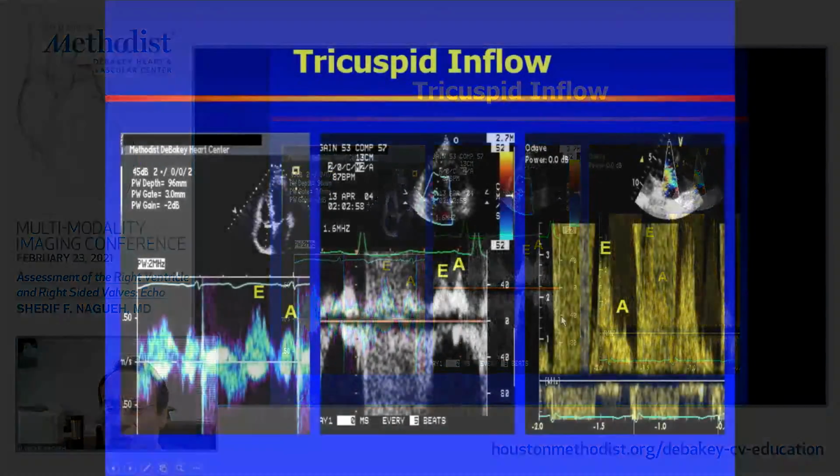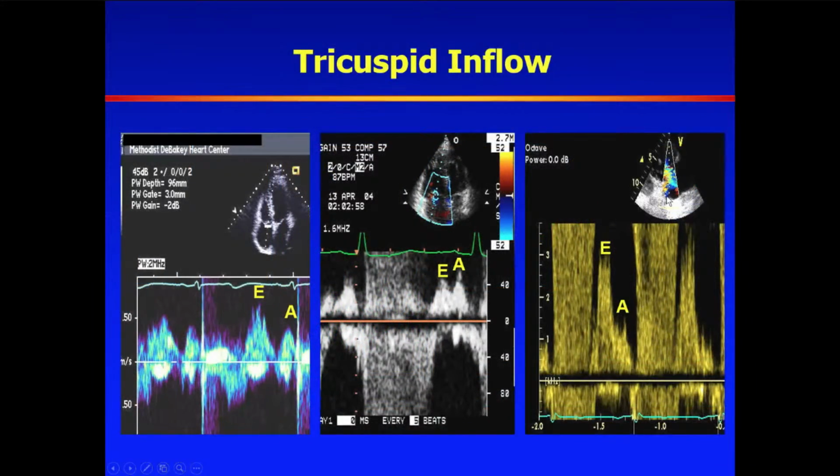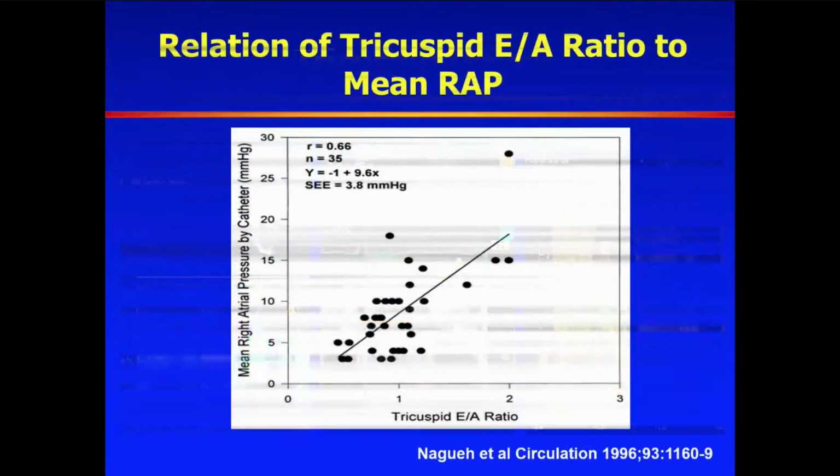Examples for the tricuspid inflow from patients with restrictive filling. Notice that the peak E velocity depends on flow. So you can have a high peak E velocity in the setting of, say, primary severe tricuspid regurgitation, even at a time when the right atrial pressure may not be markedly elevated.